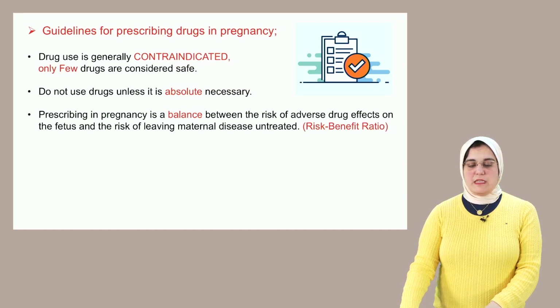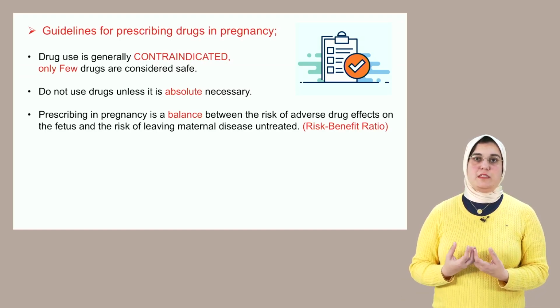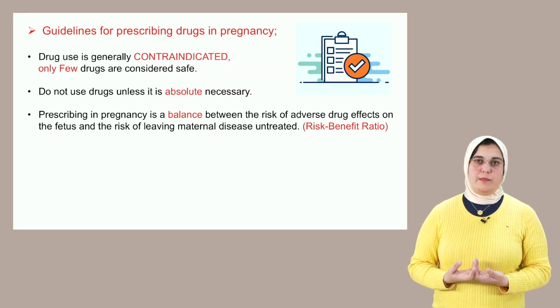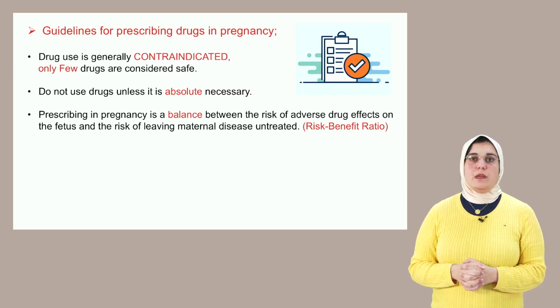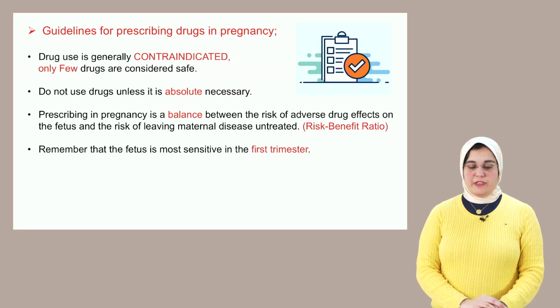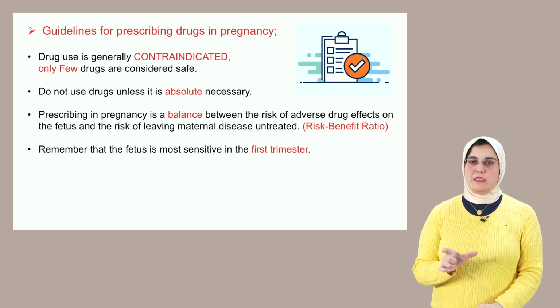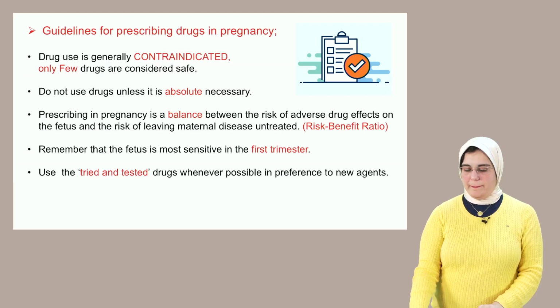Prescribing in pregnancy is a balance between the risk of adverse drug effects on the fetus and the risk of leaving the maternal disease untreated. As I explained, it's according to the risk-benefit ratio. If the drug is essential for the female's life, we should give her the drug and monitor her baby. But if the drug is not important, please avoid it. Remember that the fetus is the most sensitive in the first trimester. Again, between the 2nd and 8th weeks of gestation, this is the most dangerous time.